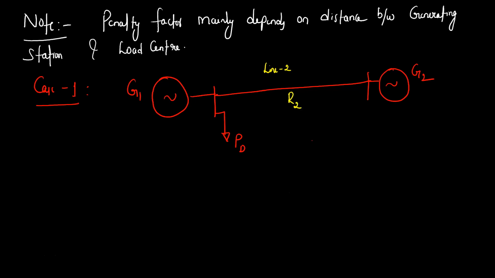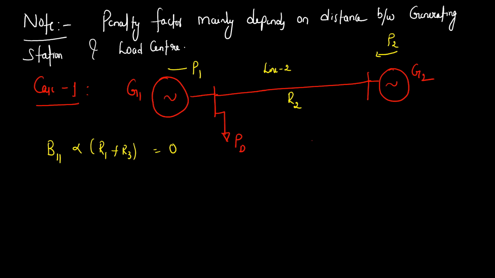Now what is B11 here? B11 is directly proportional to R1 plus R3. Here R1 is 0. There is no line 1 and line 3. So both are 0. So B11 is 0. Blindly remember, B11 corresponds to the generation of the first generator, that is P1. B22 corresponds to the generator P2. So here, since the load is directly connected to generator 1, your B11 coefficient will be 0.